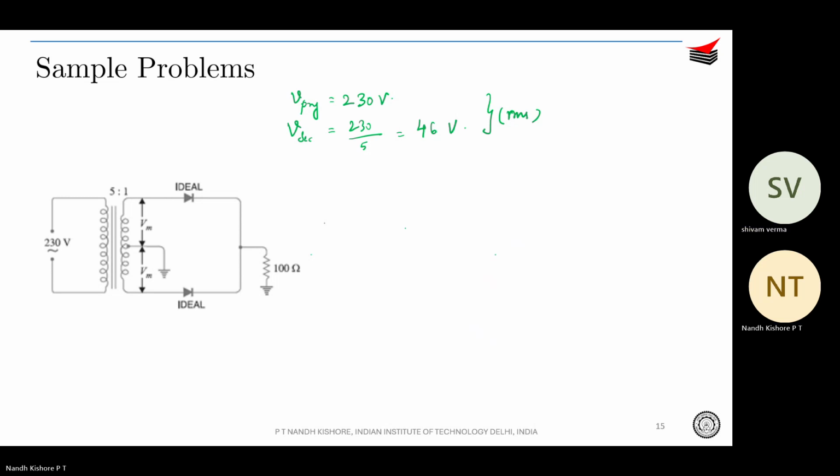Yes, sir. Okay. So now let's consider a scenario. In the middle, you are having 0 volts. And therefore, this should be minus Vm and this would be plus Vm. You are having 0 in the middle.